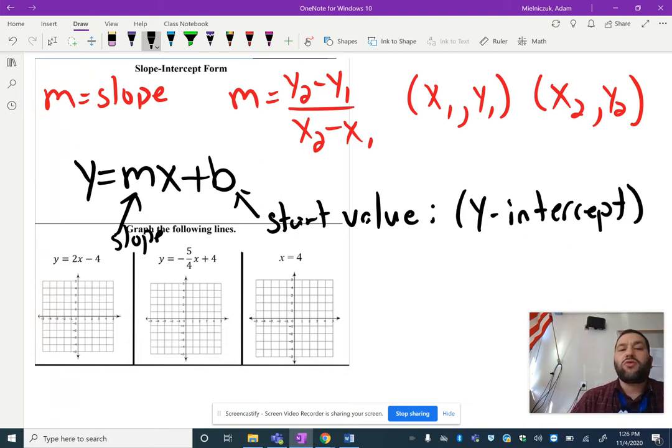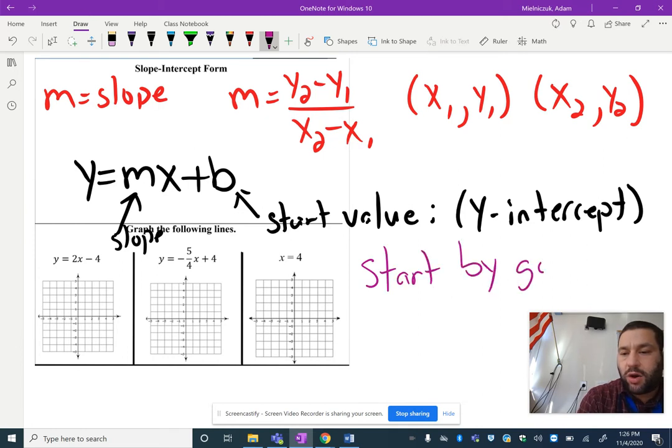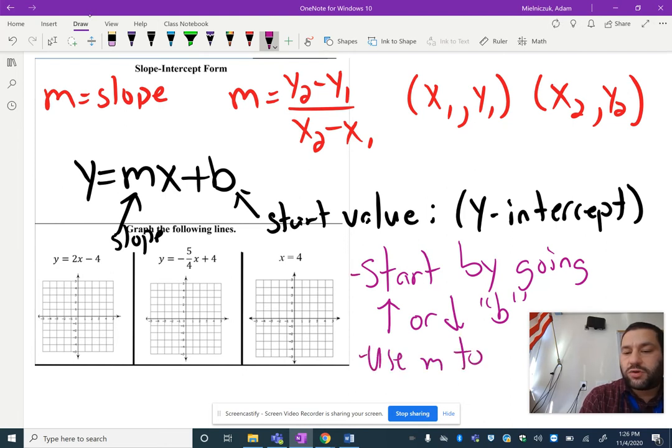So when we graph, we start with our b value. That b value is going to be going up or down. And then we use the slope to find our next point. So I'm going to write that out. Start by going up or down, and that's based off b. And then after that, use m to find the second point.